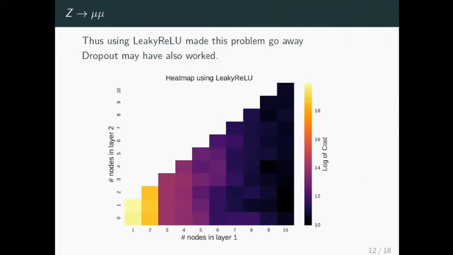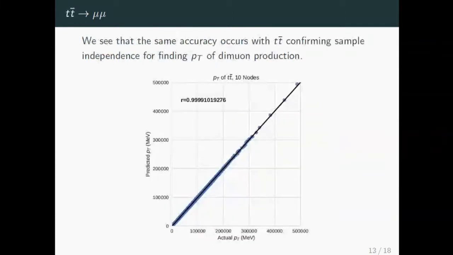But the main takeaway from investigating the invariant PT is the fact that we can get some nonlinear functions with neural networks, even just with a single layer of 10 nodes. This was confirmed by using a t t-bar sample. So we know that PT can be gotten from any decay you want in production. And again, this is a pretty good accuracy of 0.9999.